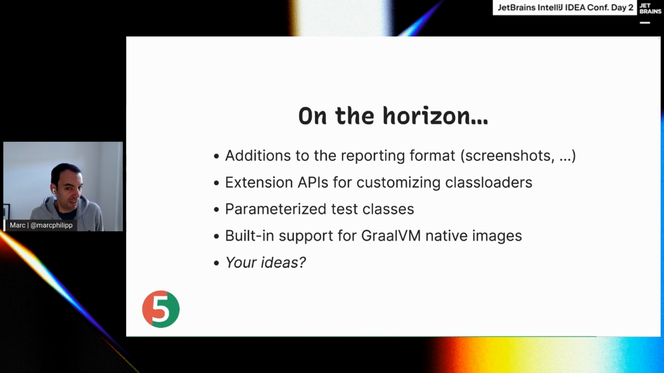So on the horizon, we want to keep working on this reporting format. We want to add support for attaching files, for example, screenshots or device logs, for example if you have some Android tests or something like this. So it really should capture everything that is needed for such a reporting format to make sense of why it has failed, for example.